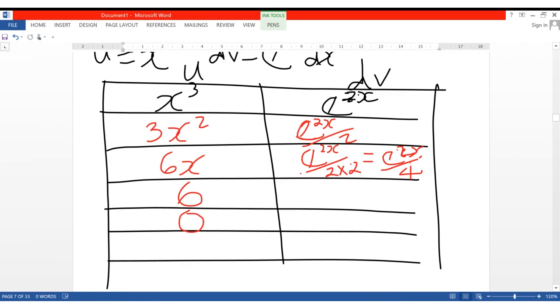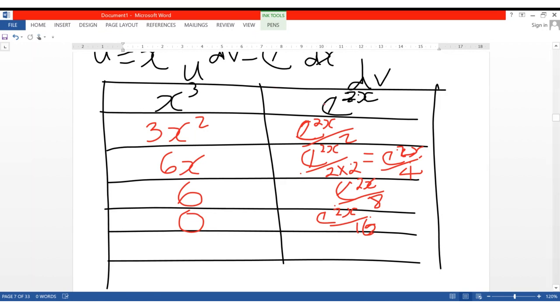I hope you're getting the rhythm now. So the next one, I should be able to get exponential 2x all over 8, and then exponential 2x all over what? 16. So you continue integrating, and as you continue integrating, you are dividing by 2, you are dividing by 2. So there will be a factor of 2, and then 2 times 2, 4, 4 times 2, 8, 8 times 2, 16, and then you are done.